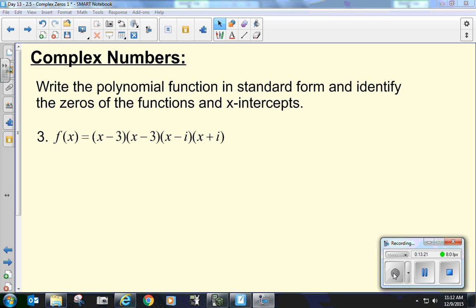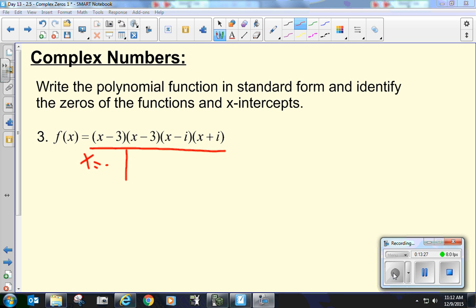Write the polynomial function in standard form and identify the zeros of the function and the x-intercepts. So, what are my zeros? x equals 3, x equals negative 3? Oh, they're both 3, they're both minus, both plus. What do I hear? x equals i, x equals negative i. These are my zeros.